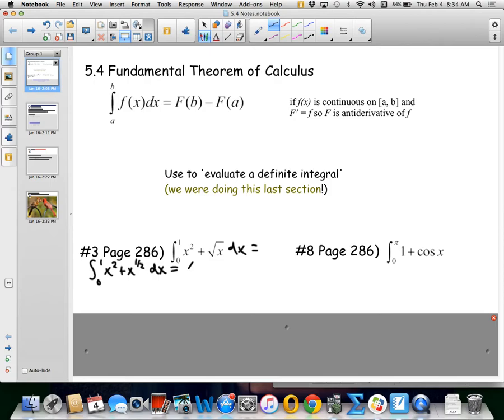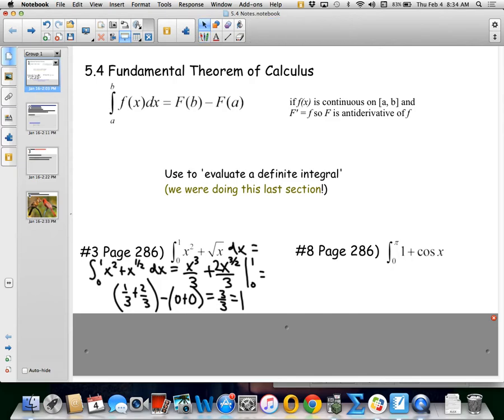Antiderivative of x squared is x cubed over 3. When up a power, divided by that number, same thing with the fraction power. I'm going to go up a power, and when I divide by 3/2, that's the same as multiplying by 2/3. Now I'm going from 0 to 1, so I end up having 1/3 plus 2/3 minus 0 plus 0. So my answer is 3/3 or 1. All right, that one probably seems pretty easy after the ones we were doing last week, right?